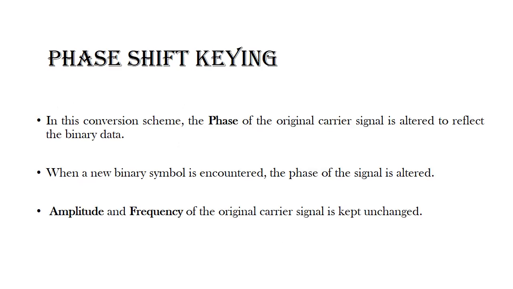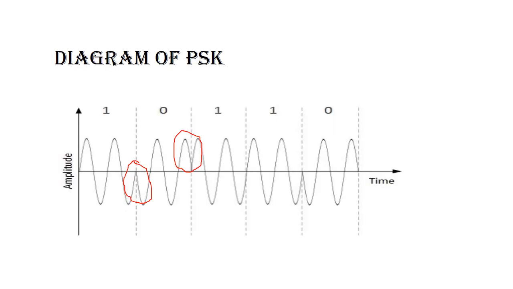Now third type of modulation technique is phase shift keying. Here also by the name you can understand that analog signal will be altered through the phase to reflect binary digits 1 and 0, but amplitude and frequency of analog signal will remain unchanged. So whenever a new binary symbol is encountered, the phase of the signal is altered. Let us understand through diagram of PSK, which is phase shift keying.